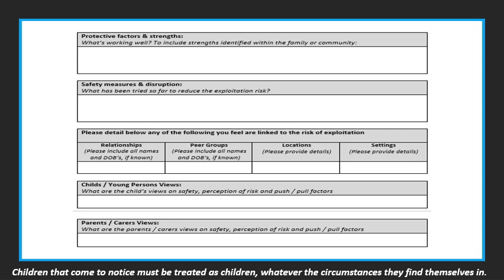Here you will consider protective factors and strengths, as well as safety measures and disruption. The presence of protective factors may reduce the level of concern about current risks. Conversely, a lack of these may heighten the concern.